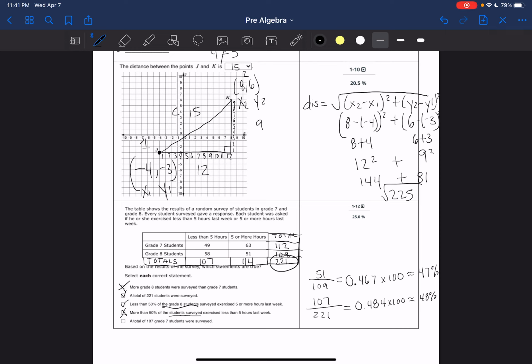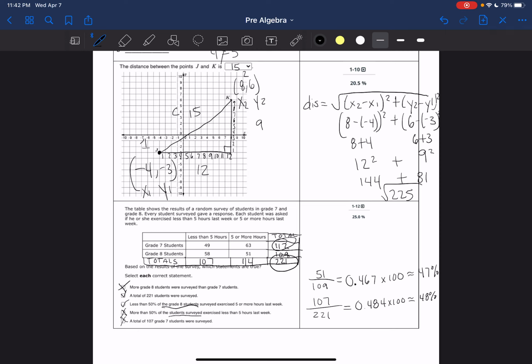And then the last statement says a total of 107 7th graders were surveyed. And we can see that that total is incorrect. There were 112. So just the second and third statement would be the 2 correct statements out of the ones that we had options of.